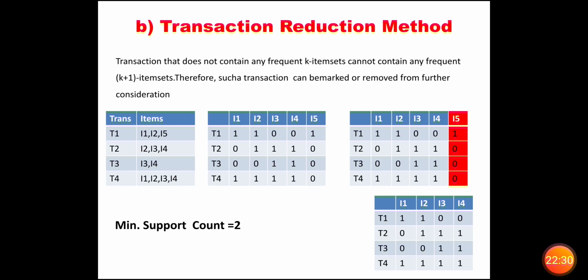But in the case of I5 we have only 1. It is present only in T1, so this is less than the minimum support count, and I5 will be removed. In the next table we have clearly shown I5 colored in red, so I5 will be removed and the remaining values will be taken, as presented in the other table. So now we have reduced the table.